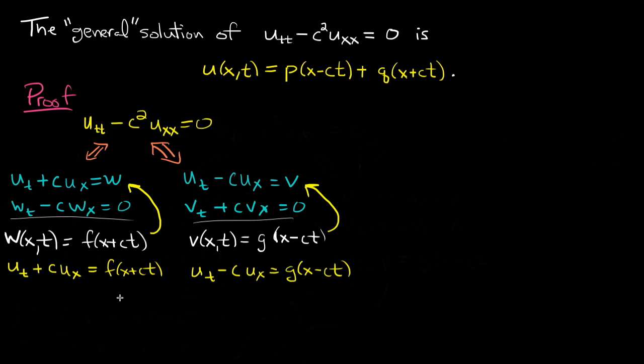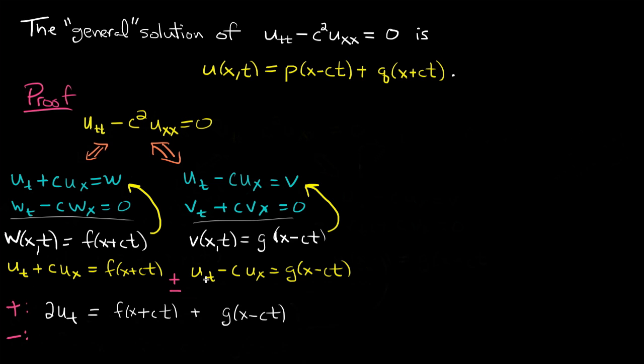Now, in my opinion, the easiest way to do this is to use a little trick. We first add the two equations together, and then we subtract them, and we compare the two results. So let's do that. The sum of the left-hand sides of the equations will be ut plus cux plus ut minus cux. So that gives us twice ut is equal to simply f of x plus ct plus g of x minus ct.